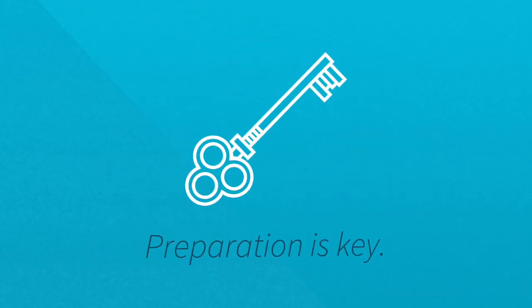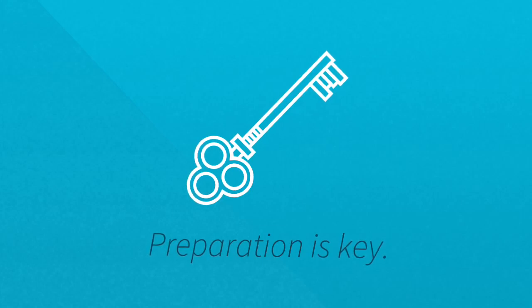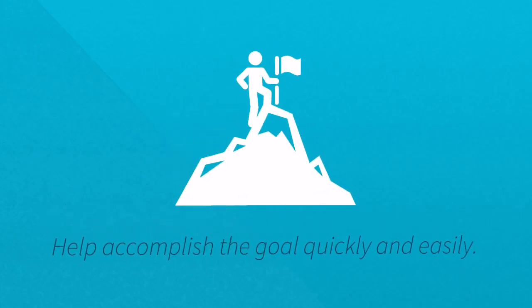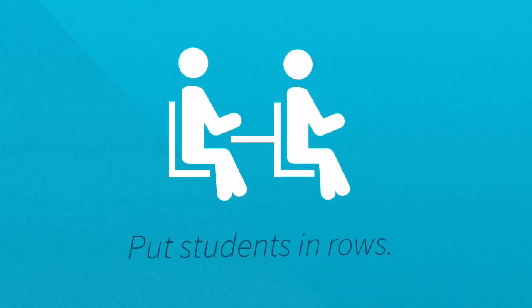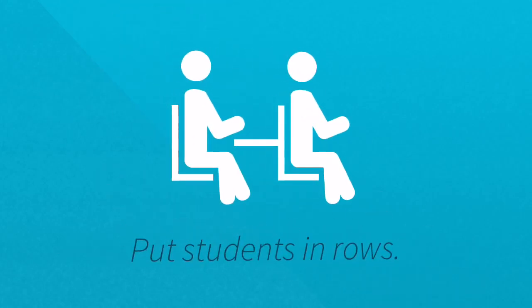The key to sweat the details is in preparation. Planning for orderliness means putting systems in place in advance that make accomplishing the goal quick and easy. There are 5 things that I recommend that you do to help you achieve success with this technique. The first thing that I recommend is to put your students in rows.